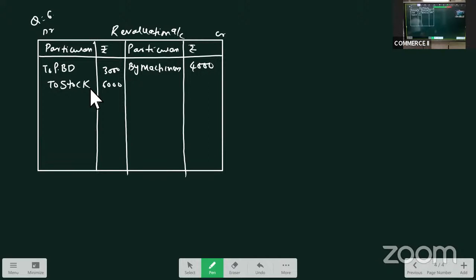What else is given? Appreciate machinery by 20%, this is 4,000. Provide for bad debt 5%. Debtors are 60,000, 5% would be 3,000. Stock is given and stock is depreciated by 6,000. So 6,000. Are we missing something? Debtors, stock, furniture.